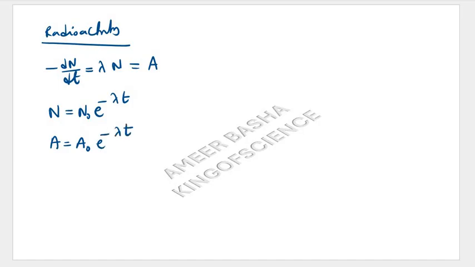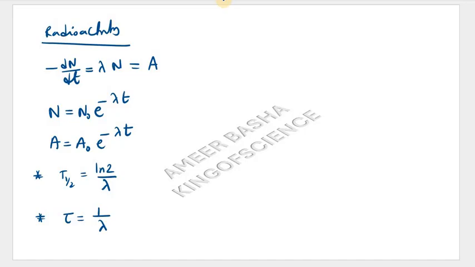The important things will be the half-life. The half-life is linked with the disintegration constant lambda like this, and the average life is linked with the disintegration constant like this. So only simple formulas are required. They'll ask based on this.